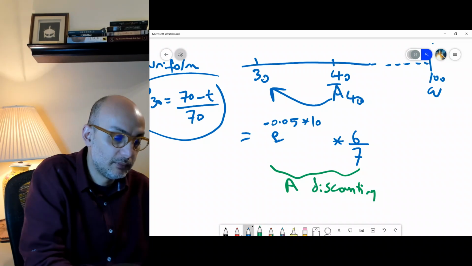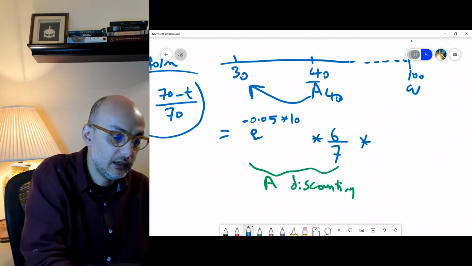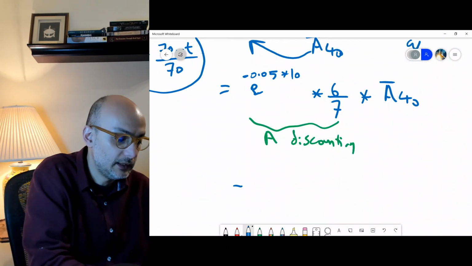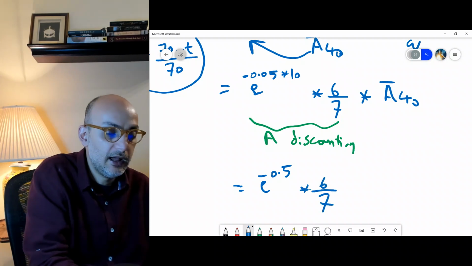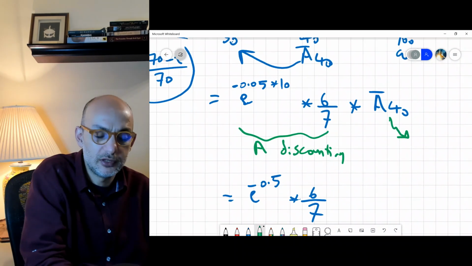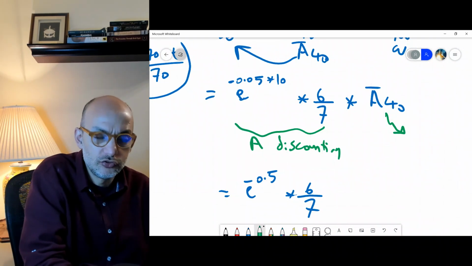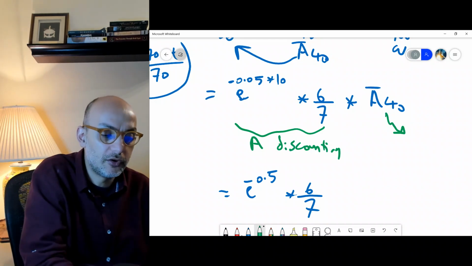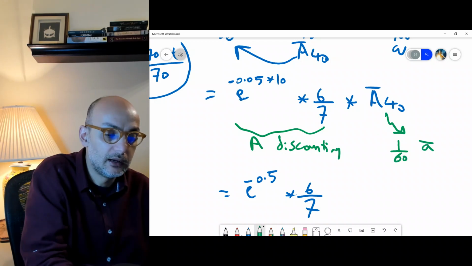Now we need to multiply this by A_40, so we have e^{-0.5} multiplied by 6 over 7. And A_40 for the uniform distribution, you should know the formula now: 1 over (omega minus x), which is 1 over 60, multiplied by the annuity certain for 60, right?